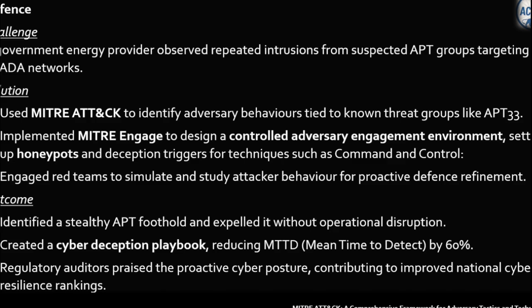They also used all the information and knowledge gained through ATT&CK and Engage to create a playbook, reducing their time to detect big time. And of course, because of this, there was a lot of improvement in their standing with the regulators, and they were able to serve the energy requirements of the region. So that's how MITRE ATT&CK and MITRE Engage help when combined together.